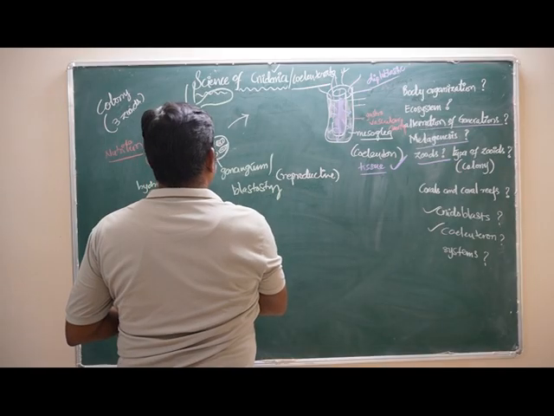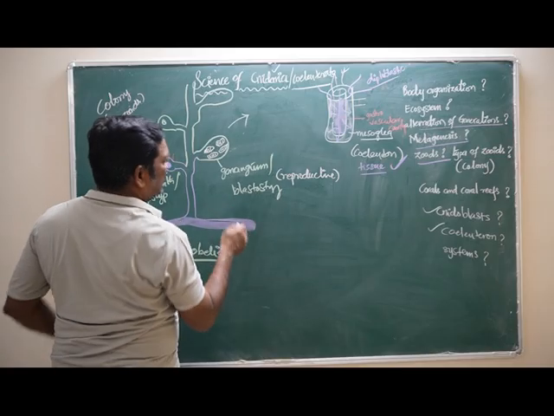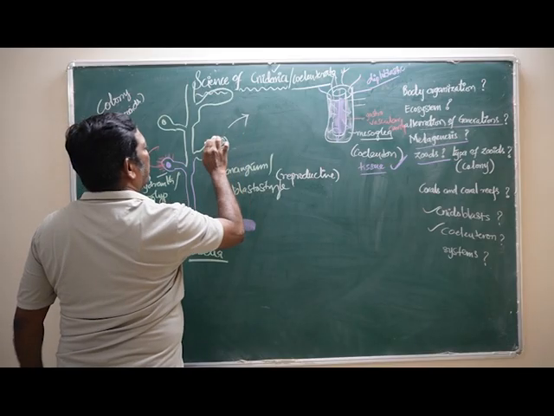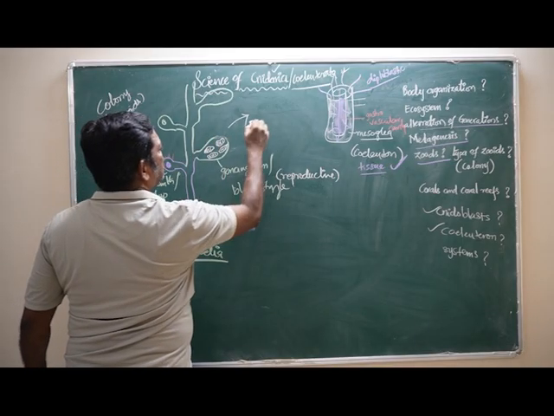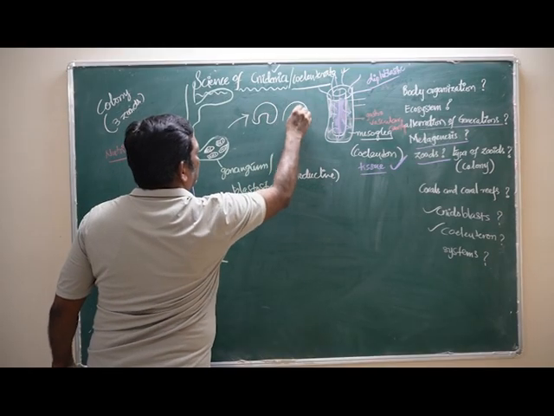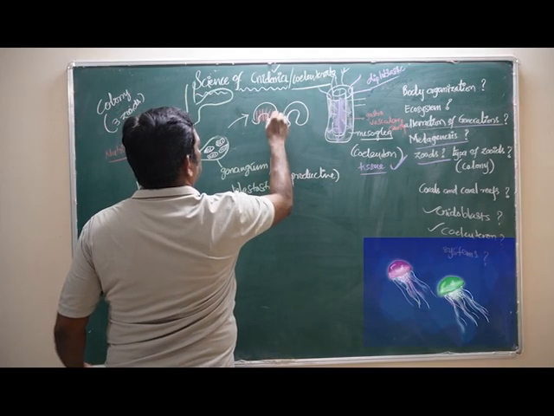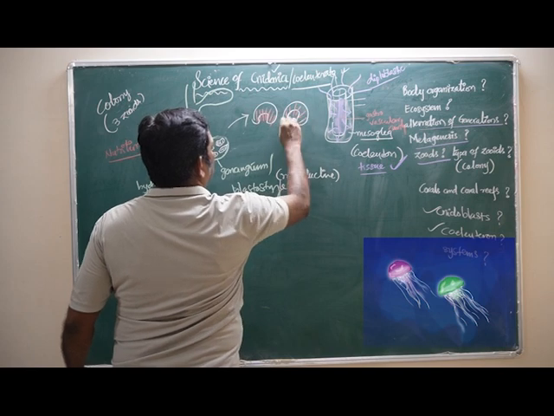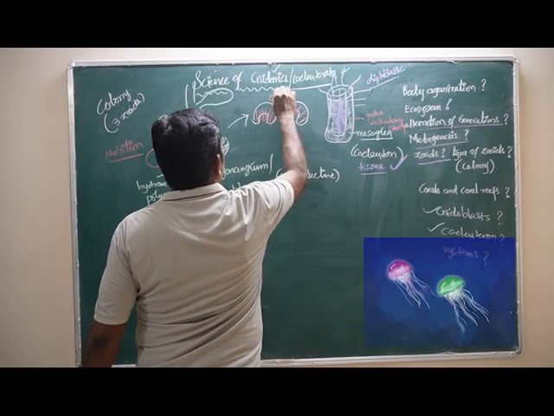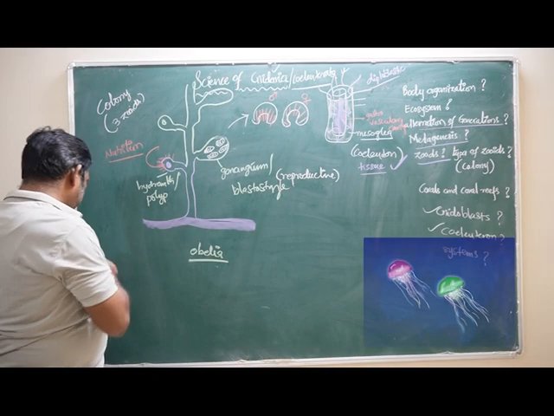From this adult organism, during the reproduction period, after development of the gonangium or blastostyle, this membrane is broken and these are released into the water. These are called the Medusa. Two types of Medusa are there, male Medusa and female Medusa. This is the adult organism.